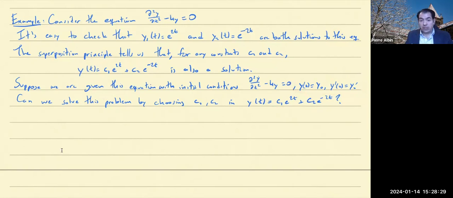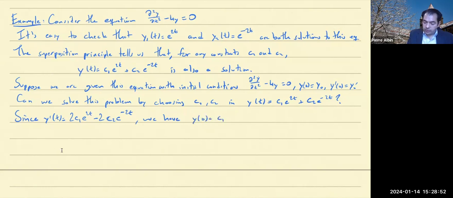Okay, well, let's just try, right? So since y prime of t is equal to 2 times C1 e to the 2t minus 2 times C2 e to the minus 2t, right? We have two equations. These two equations are y of 0 is C1 plus C2, and we want this to be equal to y naught. And y prime at 0 is 2C1 minus 2C2 equal to y naught prime.